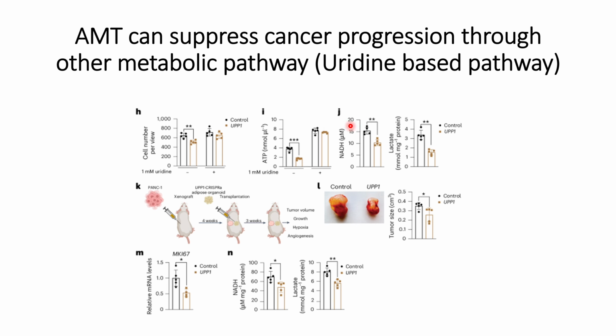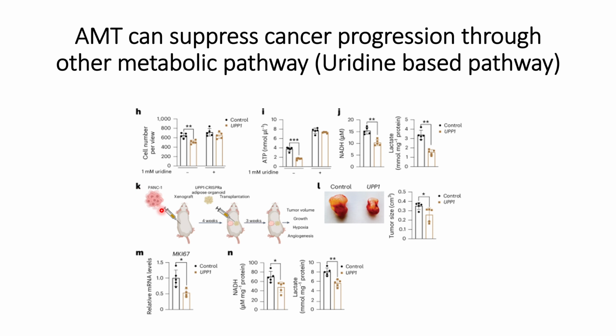And the other byproducts they also check, that is NADH and lactate. Both of them go down in the case where tumor cells are co-cultured with adipose with UPP1 gene upregulations. Once they have the expected results from the in vitro studies, they also did the studies in the mice model or in vivo studies to check whether these results are reproducible in vivo or not.